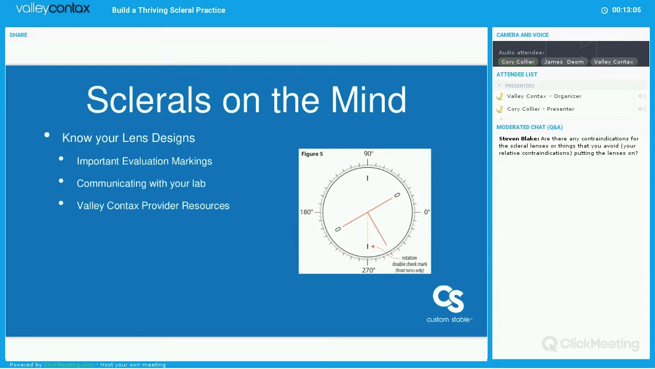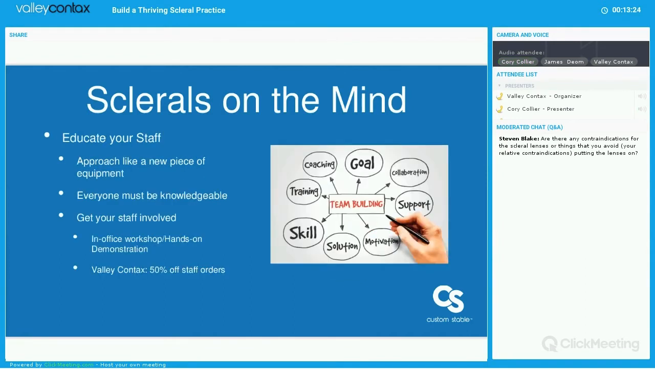So, for instance, this is the Custom Stable, and this would be the Custom Stable Elite. Those of you familiar with Custom Stable Elite know there are two circles on the flat meridian of that lens, and those are notated in this picture here. By understanding what those markers show you, you can better evaluate that lens on the eye.